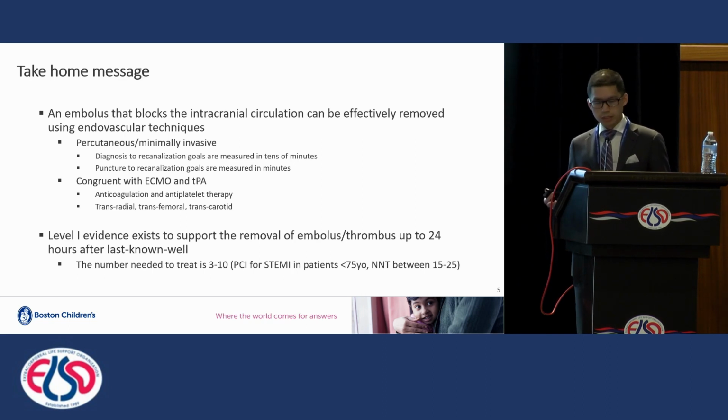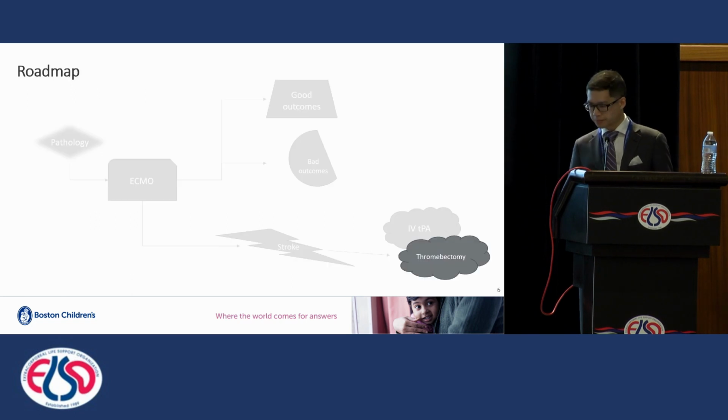And why do we want to be doing this? There is, not in ECMO-specific patients, but in adults, level 1 evidence that supports the removal of this. And as a comparison with something that the ECMO community is probably familiar with, PCI for STEMI, the number needed to treat for improvement in outcomes is somewhere between 15 to 20. The number needed to treat for a mechanical thrombectomy for large vessel occlusion of the brain is somewhere between 3 to 10, depending on what studies and how selective you are about your population. So we have a highly effective, proven way of addressing large vessel occlusions in the brain.